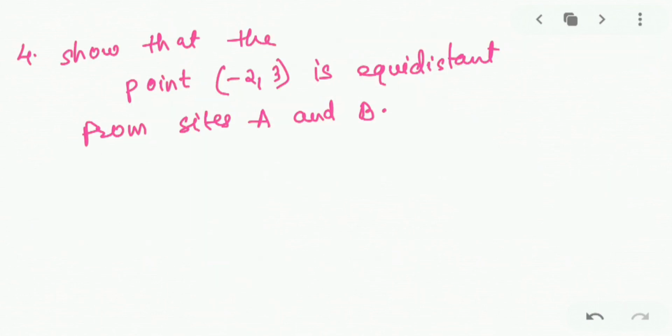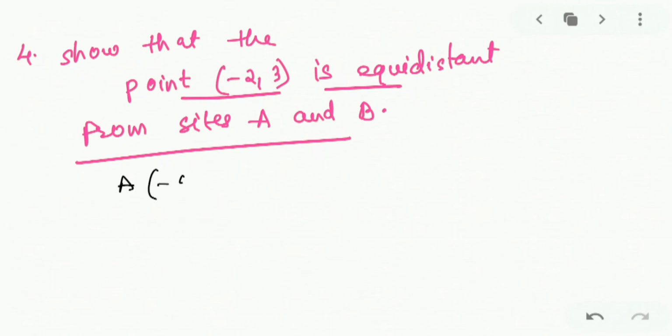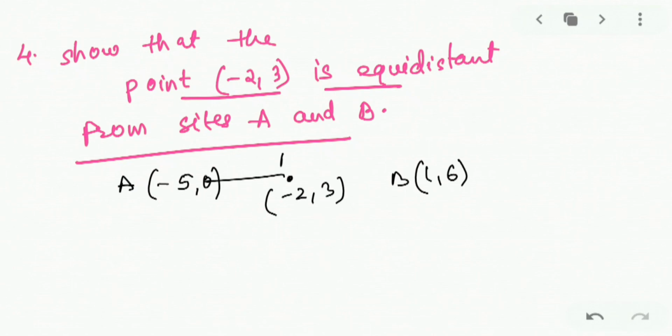Let's read out the next question, and it says show that the point (-2, 3) is equidistant from sites A and B. Okay, let's do it. Your A point was given as (-5, 0). B was (1, 6) and point P is (-2, 3). You have to prove that it is equidistant from A as well as from B. That means you have to use your distance formula, that is the distance AP.